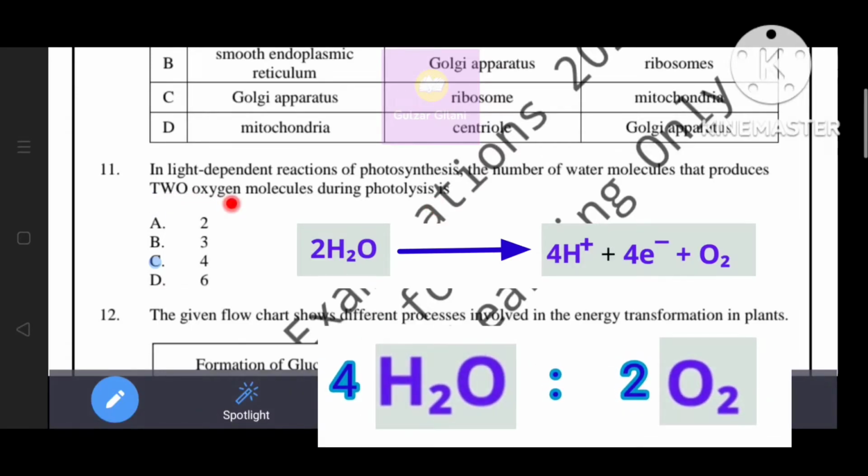हमसे पूछा गया है 2 ऑक्सीजन मॉलिक्यूल्स कितने वाटर मॉलिक्यूल्स प्रोड्यूस करेंगे. 2 मॉलिक्यूल्स वाटर के 1 मॉलिक्यूल प्रोड्यूस करता है ऑक्सीजन का, तो 4 वाटर मॉलिक्यूल्स प्रोड्यूस करेंगे 2 oxygen molecules. That's why option C, 4, is the correct answer. 4 molecules of water produce 2 oxygen molecules.